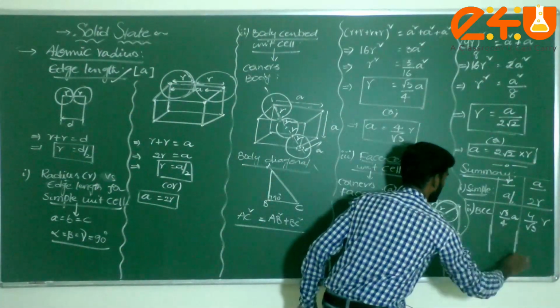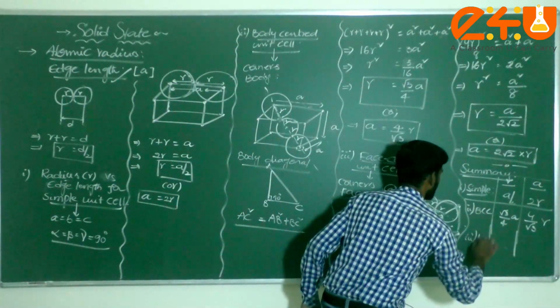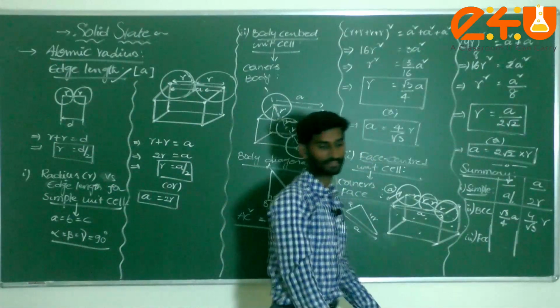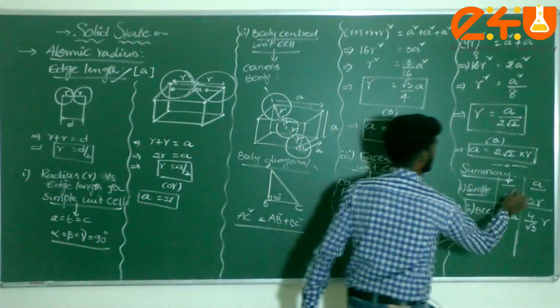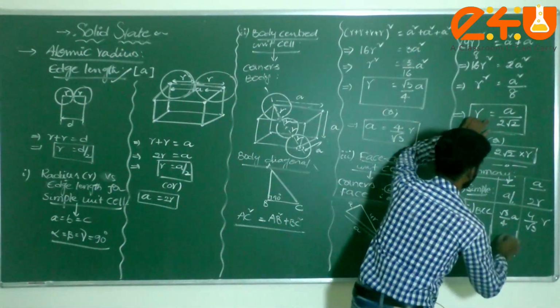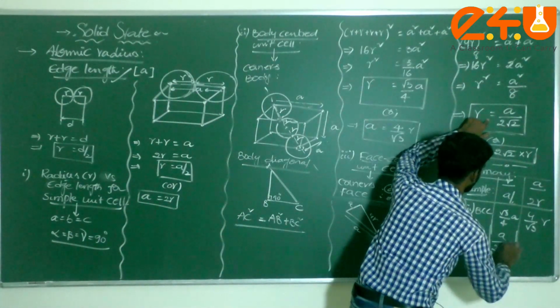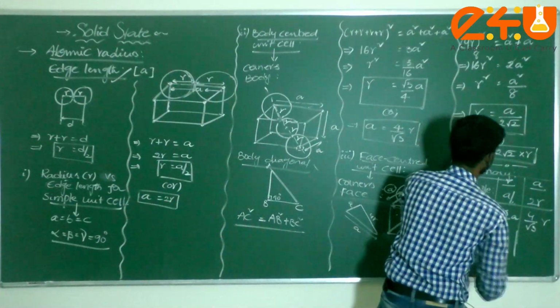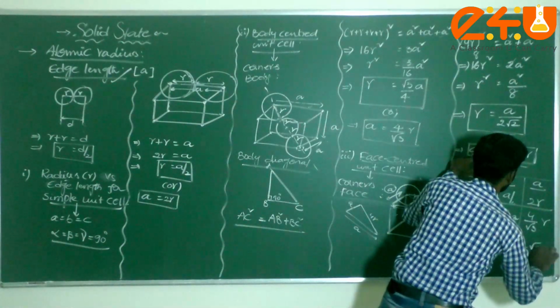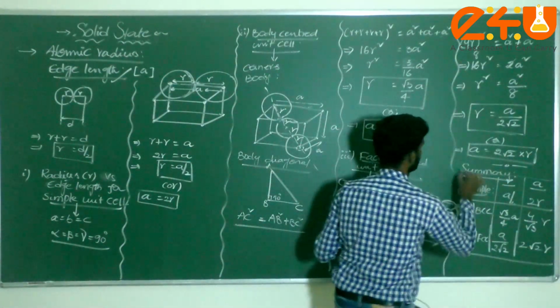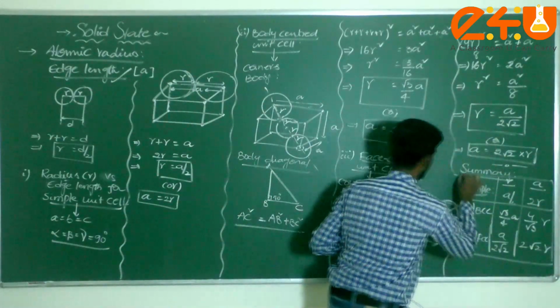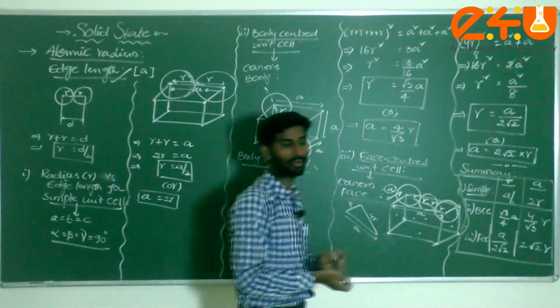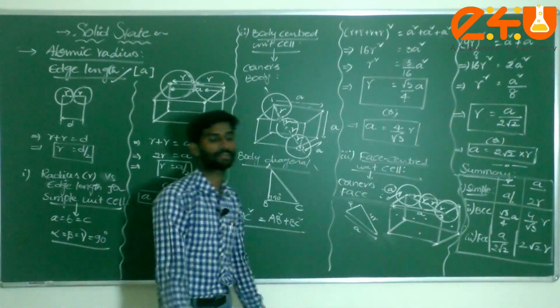Next one, the third one, FCC, face centered. What is the radius of this one, dear student? a divided by 2 root 2. a by 2 root 2. Next, the edge length is 2 root 2 into r. This is the summary of the edge length or radius of the particular unit cell.